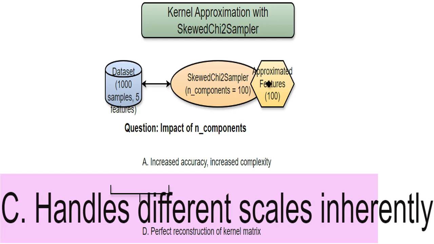This statement claims that the tool automatically handles features of very different scales. That's not quite right. While SkewedChi2Sampler is somewhat robust to skewed data, it does not automatically adjust for different scales. I usually need to standardize or scale my features beforehand for best results.